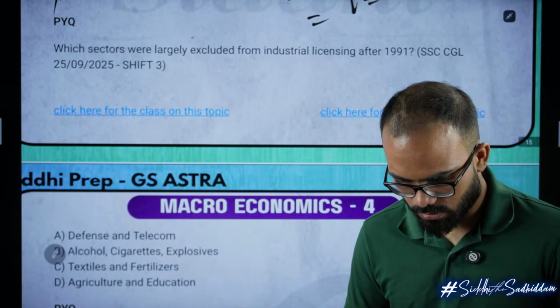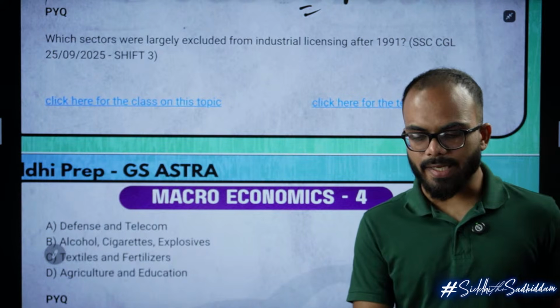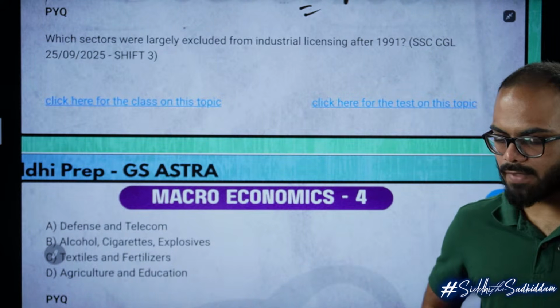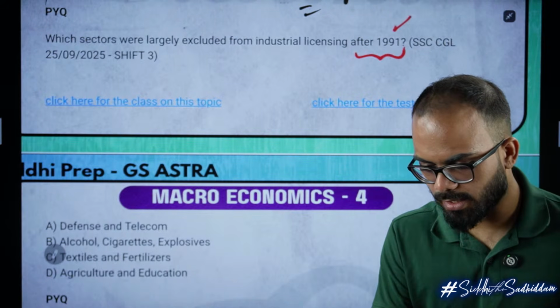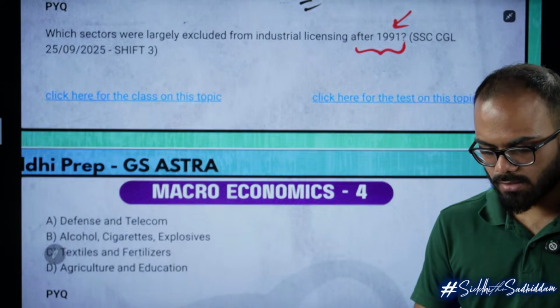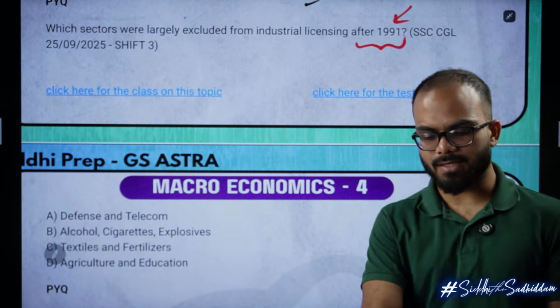Please try this. Which sectors were largely excluded from industrial licensing after 1991? See, read the question carefully. After 1991, what could be the sectors? What is the best option? Best answer choice.